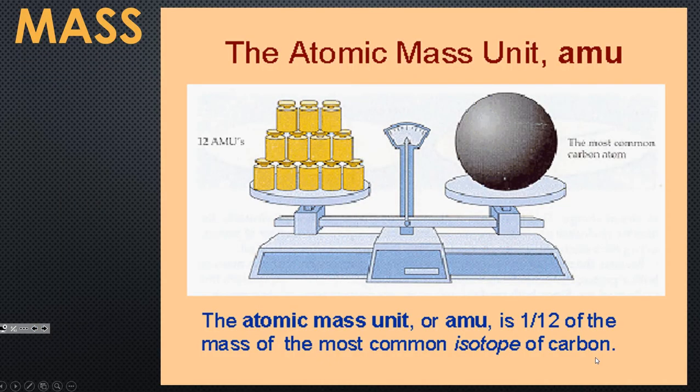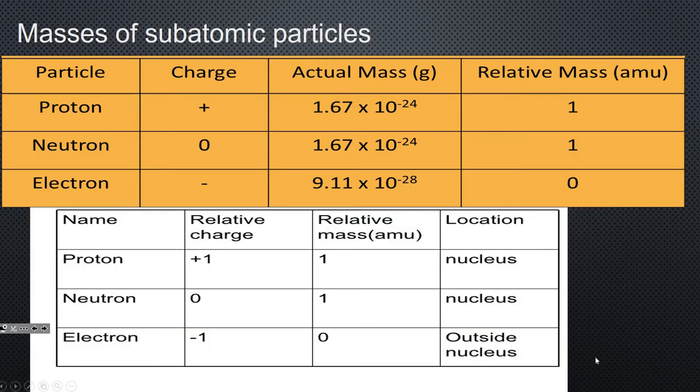Okay, the atomic mass unit, or AMU, is 1/12 of the mass of the most common isotope of carbon. So 1/12 of the mass of the most common isotope of carbon. Got it? Yes? What's an isotope? We're going to go into that. Not yet, but it will. Okay? Good questions.